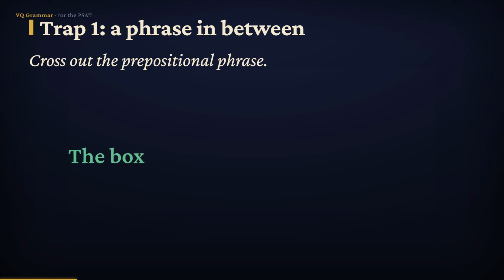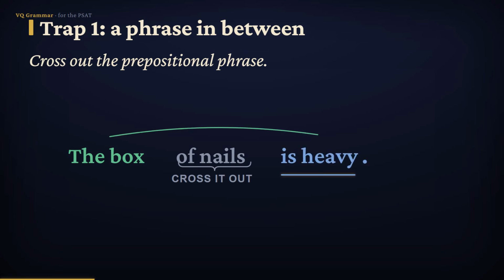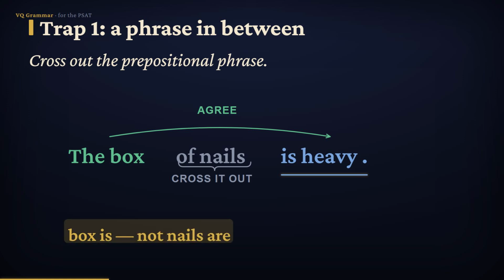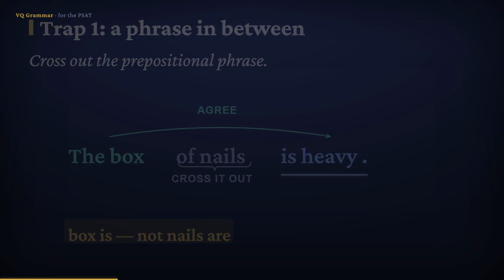Trap 1. A prepositional phrase slips in between the subject and the verb. The box of nails is heavy. Your ear wants to match nails with the verb because nails sits right next to it. But of nails is just a prepositional phrase. Cross it out. The verb agrees with the real subject, box. The box is heavy, not the box are heavy. So the answer is box is, never nails are. Read the sentence without the phrase, and it's obvious.